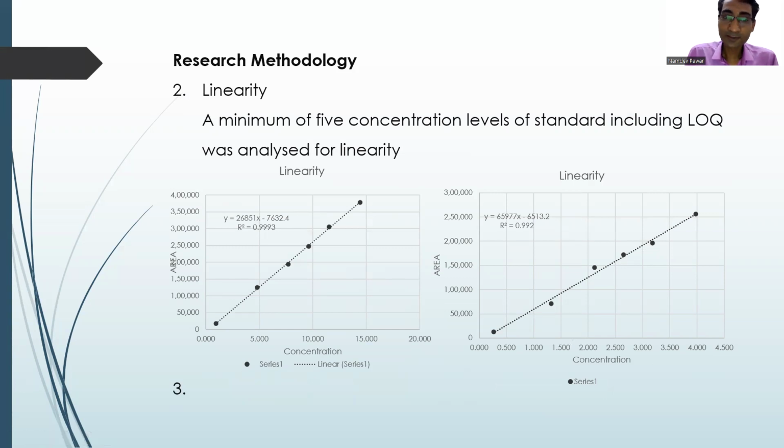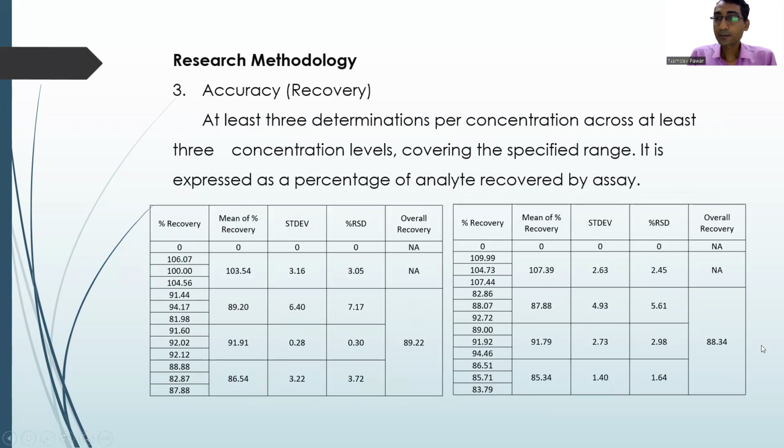Then I moved forward and decided a range for linearity of 5 different points, and the 6th point is LOQ. These 5 different points are at the specification level, 100% level, then 50% level, 120% level, and within that 80 and 120% level, and LOQ. Here in linearity, we can see that the correlation coefficient is more than 0.99. This is acceptable.